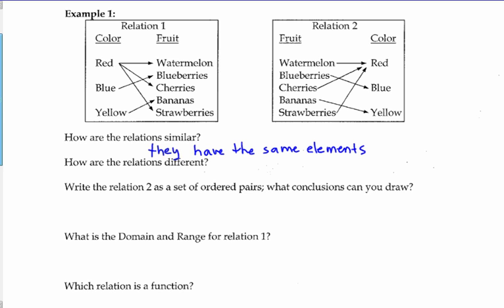How are they different then? How are they different? They're reversed. So what do we call the elements of the first? What are they called? Those are the domain. And what are these guys called? The range. So we could say the domain and range are switched. Or you could even say the independent variable and dependent variable are switched.